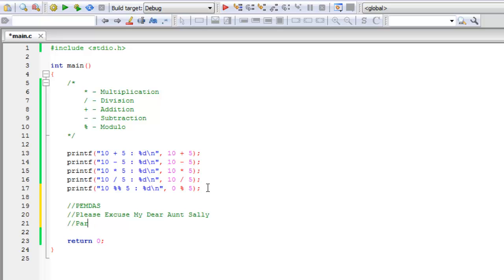I spelled that wrong. Parentheses, exponent, multiplication, division, addition, subtraction, right? So this is the order of how things happen if we're talking mathematical equations. Hopefully you remember that, and it's pretty important within computer science as well.